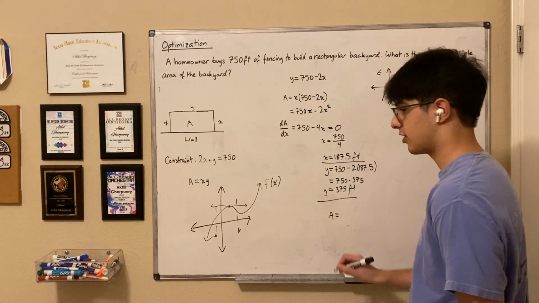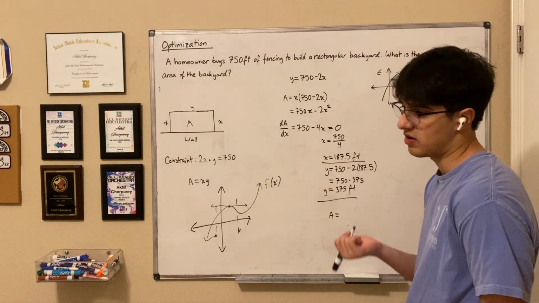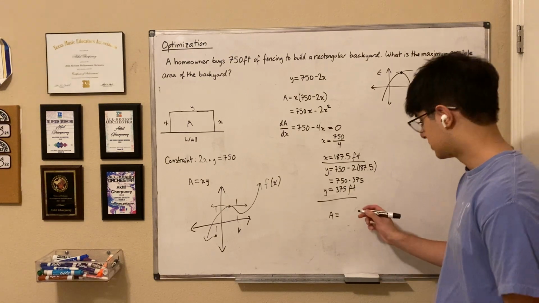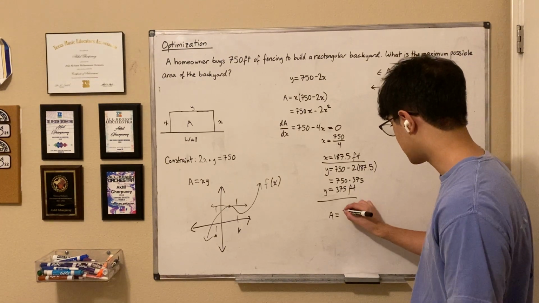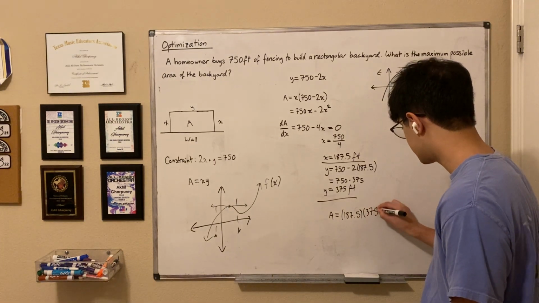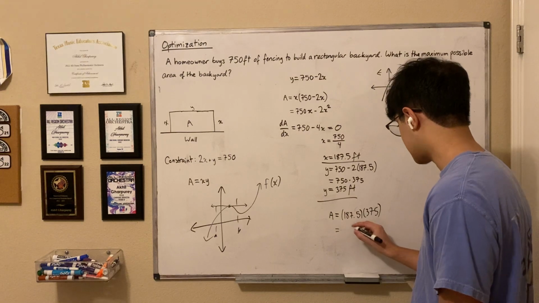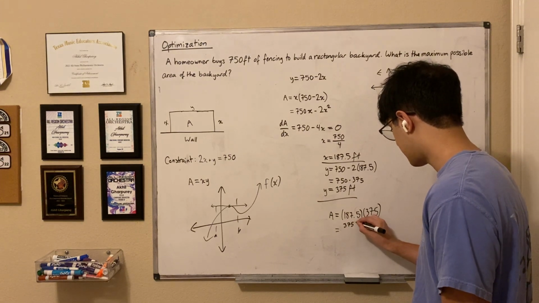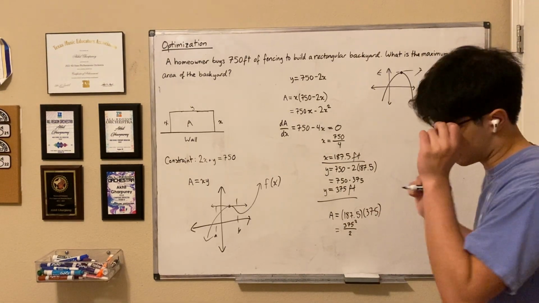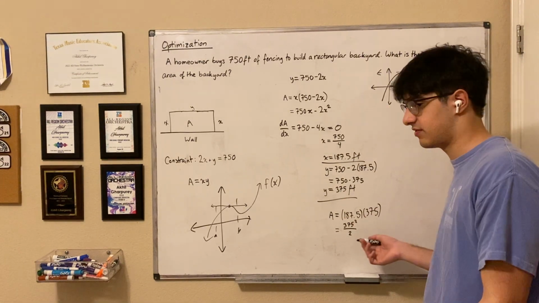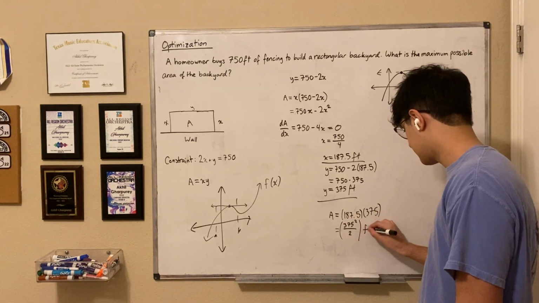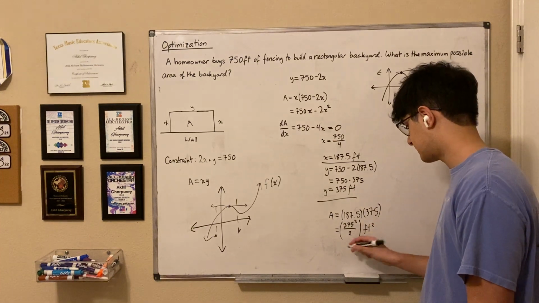Now, I don't have a calculator on me. Feel free to figure out what the answer is on your own. I'm just going to leave it as the simplified version. So the answer you should get is 187.5 times 375. And this works out to be 375 squared over 2. Whatever this quantity equals. I don't have the calculator on me. I don't know off the top of my head what 375 squared is. So 375 squared over 2 feet squared.